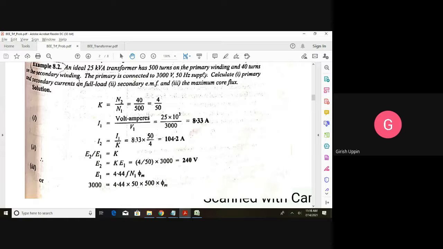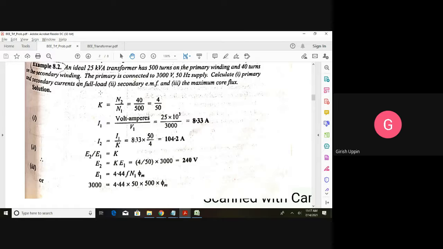N1 is equal to 500 and 40 turns on the secondary, N2 is equal to 40. So here you can make out it is a step down. On the primary we have more turns, secondary less turns. And primary is connected to 3000 volt 50 hertz supply. 3000 volt is nothing but the primary voltage, that is V1. F is 50 hertz. We have to calculate primary and secondary full load currents.